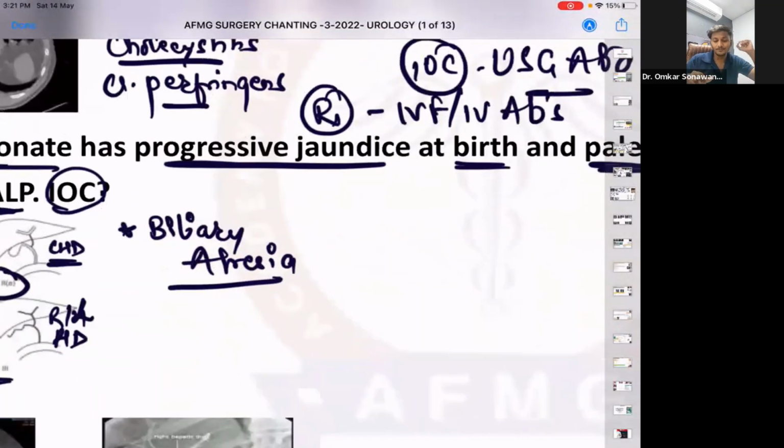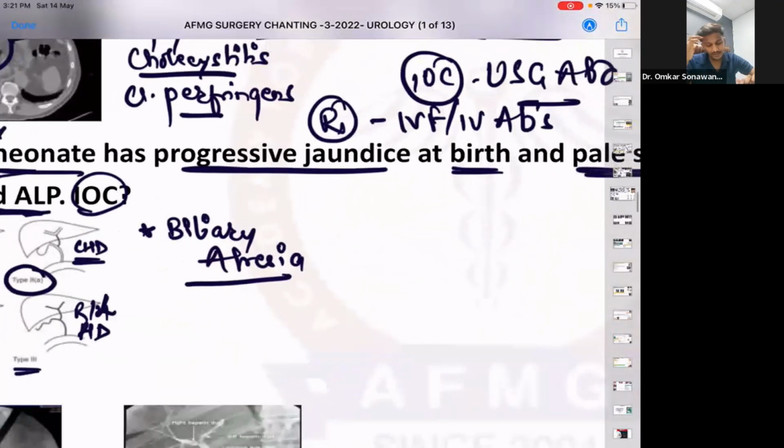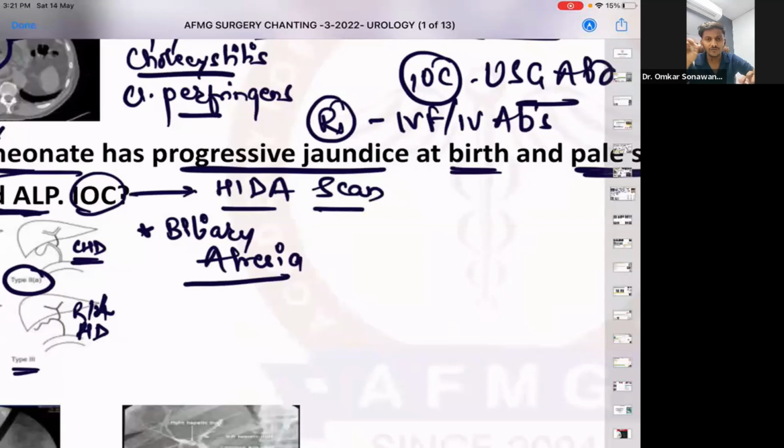Investigation of choice would be... Please remember, the first line investigation is definitely ultrasound abdomen. But the investigation of choice, the best investigation that we have, is a HIDA scan, because on ultrasound we cannot visualize all the biliary pathway, and therefore it is usually inconclusive. Most of the time, ultrasound cannot give us a good idea about biliary atresia.